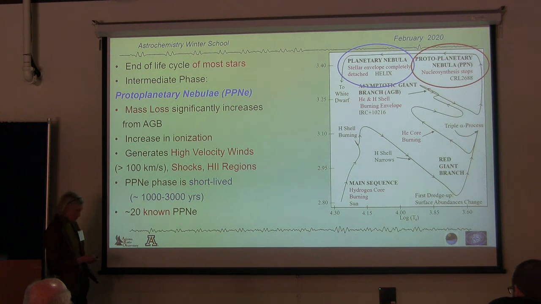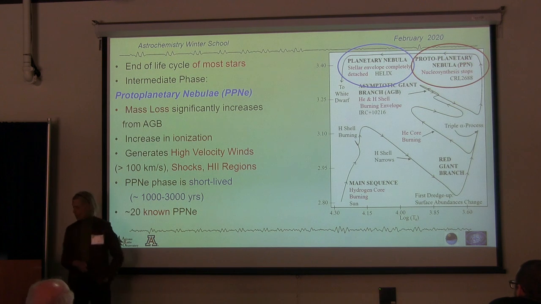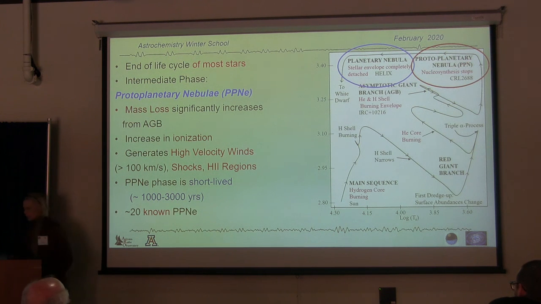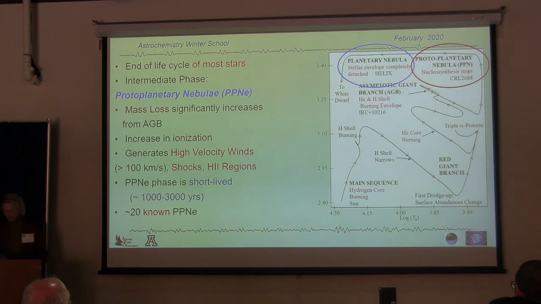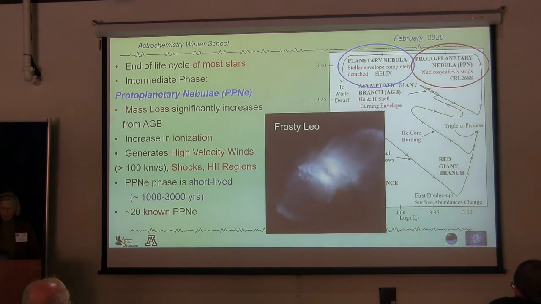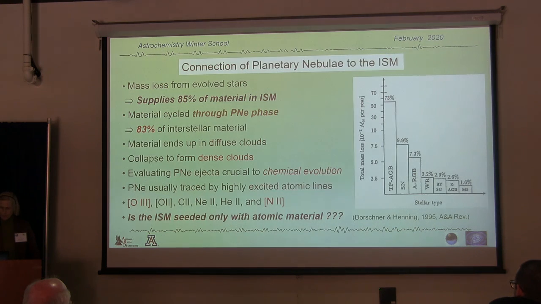So the protoplanetary nebula phase also involves some interesting chemistry involving shocks and high velocity winds. But it's even more short-lived than the planetary nebula phase, only a few thousand years. And so there are very few known protoplanetary nebulae, maybe 20 or so, but a lot more planetary nebulae. And that's just an example of a protoplanetary nebula, the Frosty Leo.